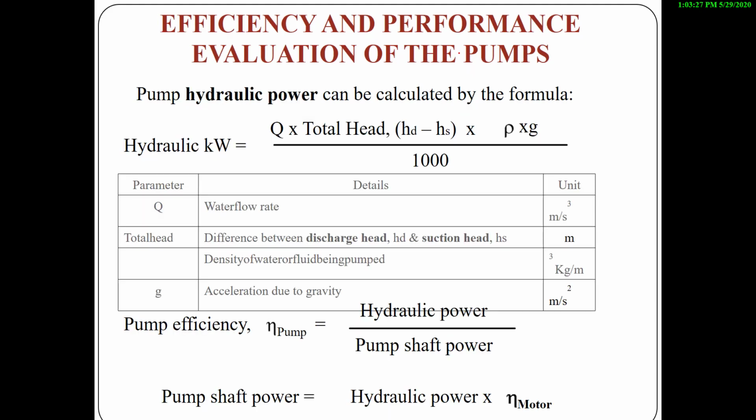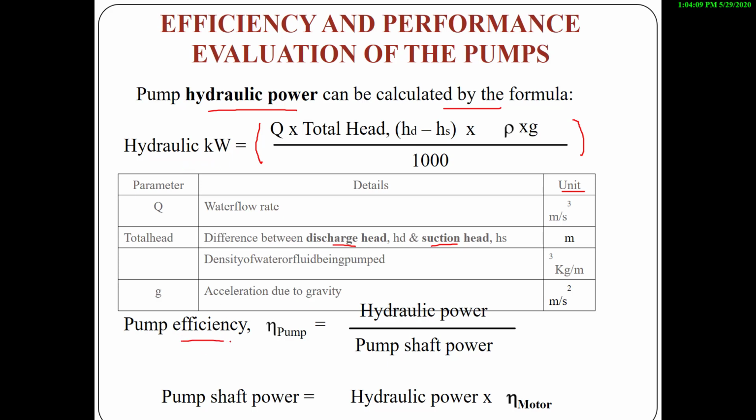Next is the efficiency performance calculation. Pump hydraulic power can be calculated by the following formula. Hydraulic power in kilowatt is calculated by Q, the water flow rate, times total head, which is the difference of discharge head and suction head in meters, times rho, the density of the fluid, times g, the acceleration due to gravity. These are the major parameters to calculate the hydraulic kilowatt, that is, the hydraulic power of the pump.